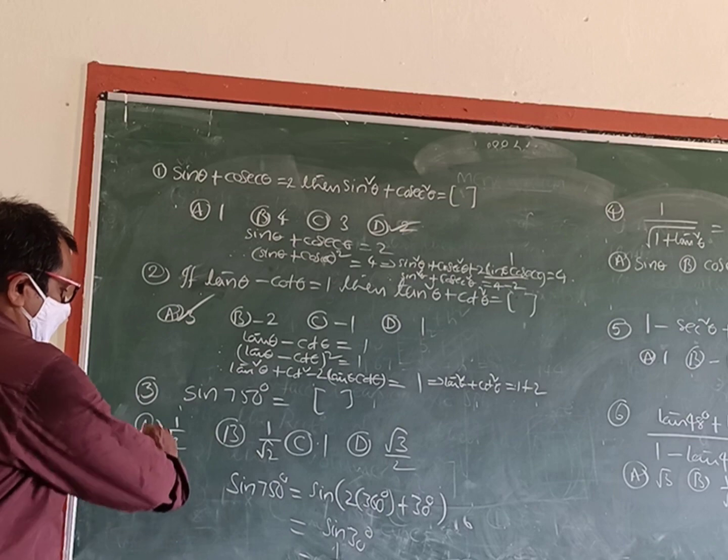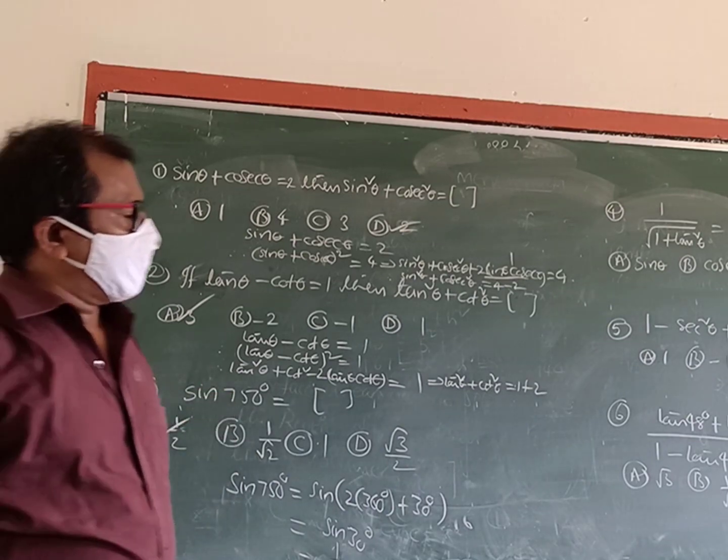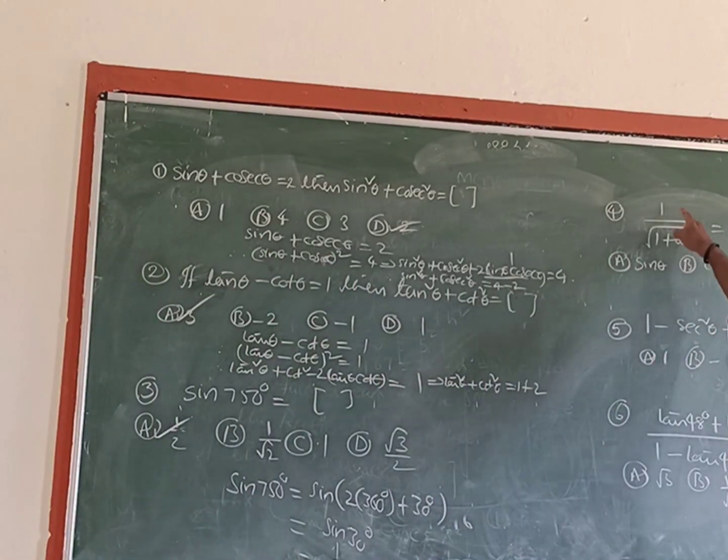Next, 1 by root of 1 plus tan square theta. 1 plus tan square theta is equal to secant square theta. So 1 by root of secant square theta, which is 1 by secant theta, and 1 by secant theta is equal to cos theta. Therefore the option is B.